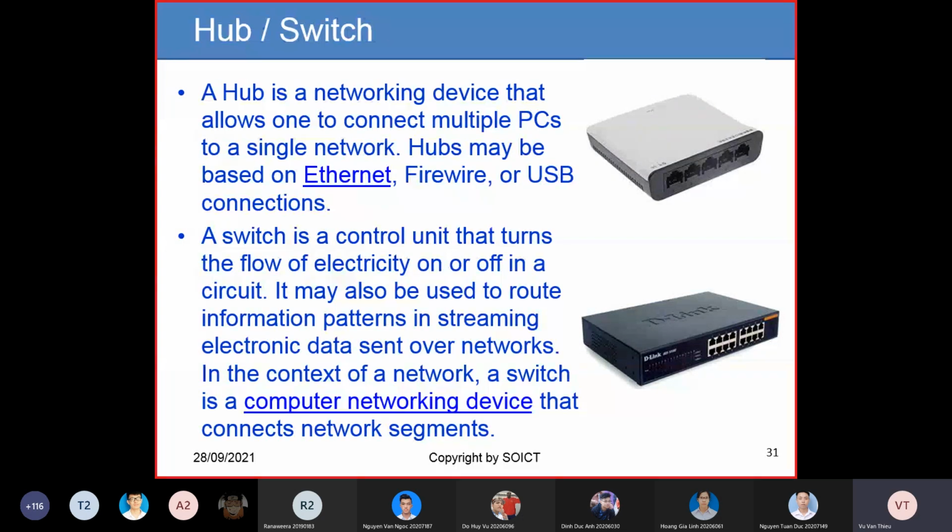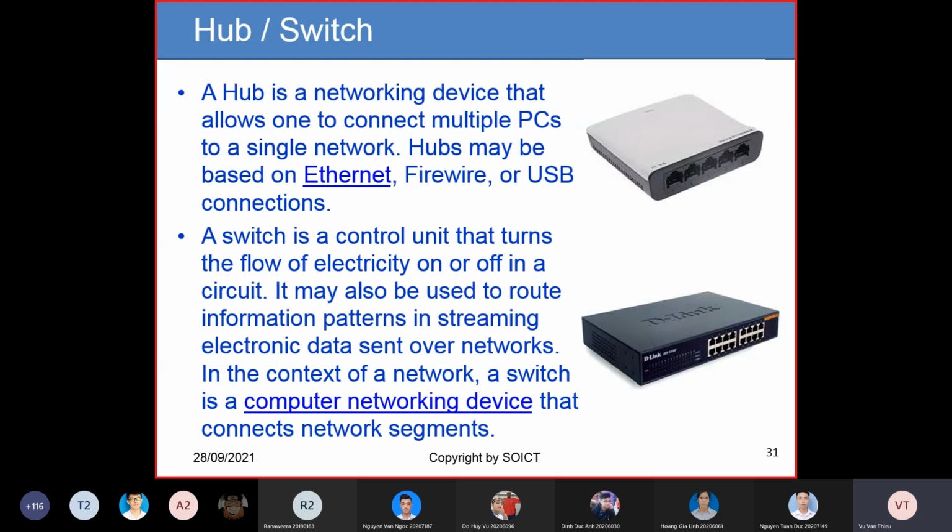But we only have one or two channels from the internet provider, and then we share, we split thousands of ports that can support each user in the university. So that is the role of hub and switch. The hub and switch, there are many ports. That is the role.